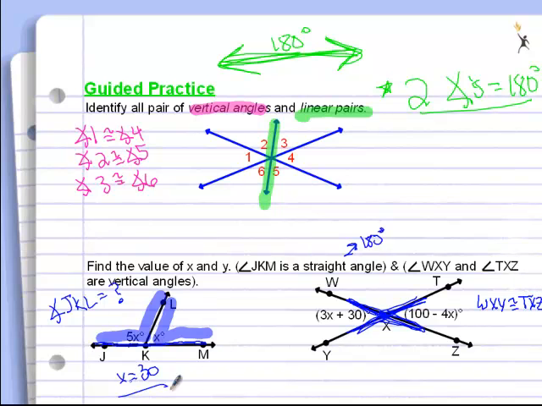Just like I replaced my values over here, I'm going to replace them over here. Instead of writing WXY, I'm going to substitute what WXY equals: 3x plus 30. And I'm going to do the same thing with TXZ. I'm going to replace it with 100 minus 4x. I know that you might not be able to see that, so let me rewrite it over here. 3x plus 30 is congruent to 100 minus 4x. There, now you can see it.